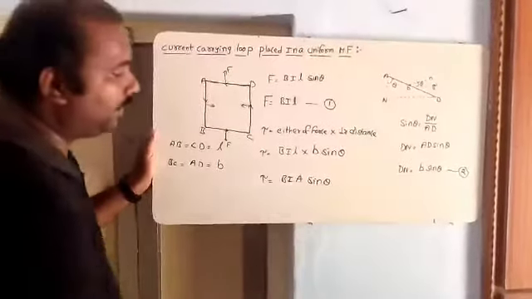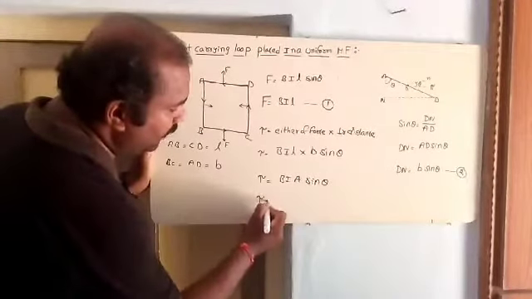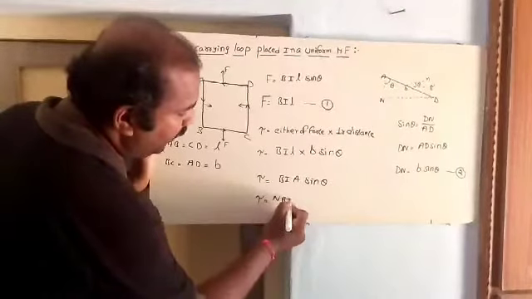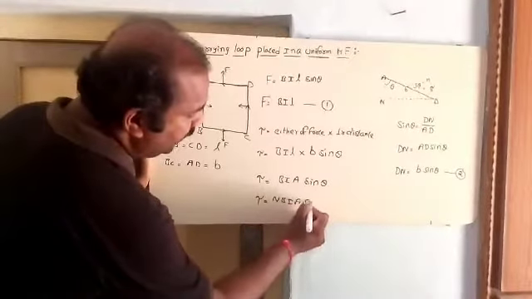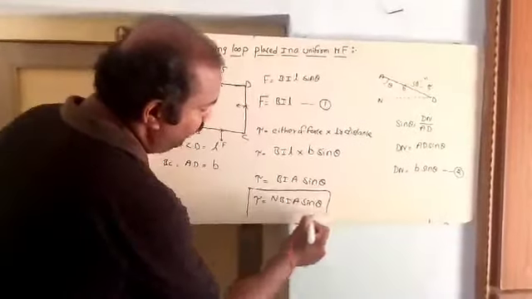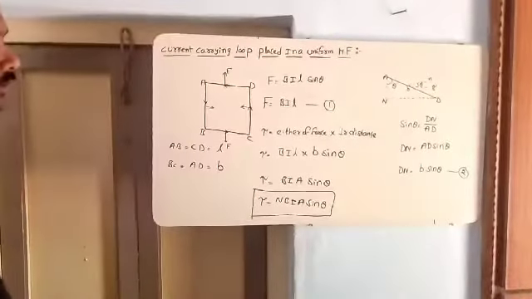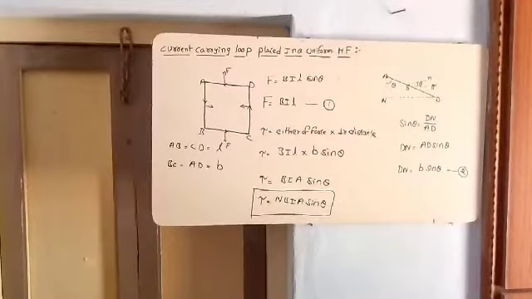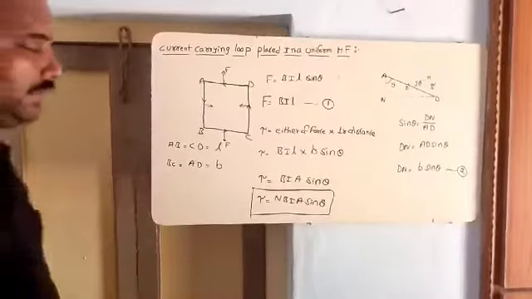If N number of loops are there, the equation will be torque tau is equal to NBIA sin theta. This is for a single loop and this is for N number of loops. So torque tau is equal to NBIA sin theta. Once again, all of you see the explanation part.